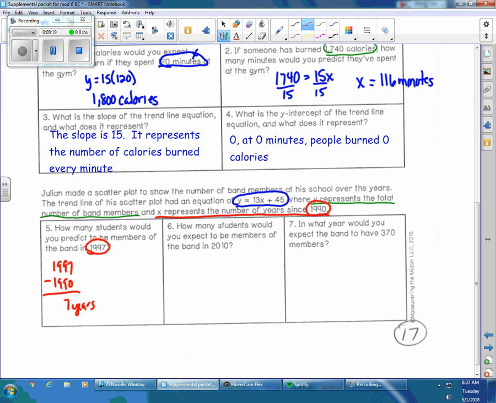So I'm going to take my equation that they gave us, y equals 13x plus 45, and plug that value in. 13 times 7 plus 45. Grab your calculator. 13 times 7 plus 45 is 136 members.